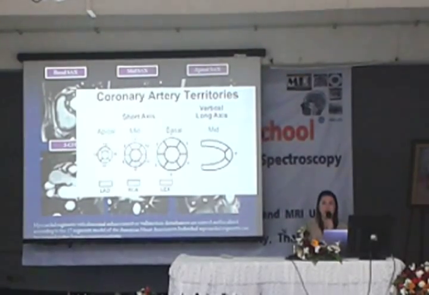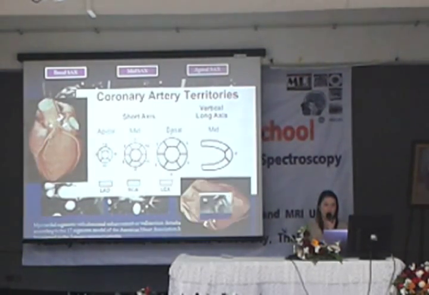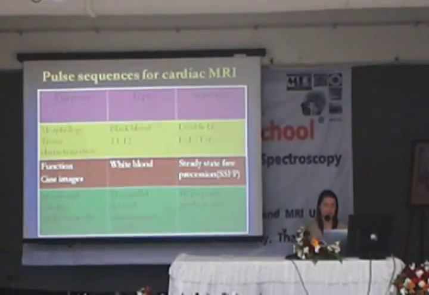The 17th segment is located at the LV apex, which is seen only in the long axis view. The anterior and anteroseptal walls of the left ventricle are fed by the LAD, the lateral wall of the left ventricle is fed by the circumflex, and the inferior and inferoseptal walls of the ventricle are fed by the RCA. We will discuss this in myocardial viability later.